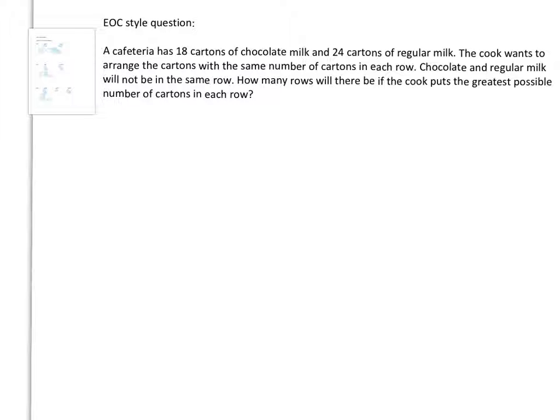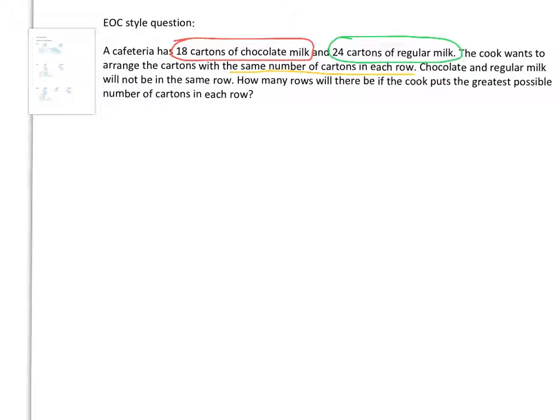It says a cafeteria has 18 cartons of milk. And so typically, as I read a word problem, I'm going to circle important things. So we have 18 cartons of chocolate milk. And then we also have 24 cartons of regular milk. The cook wants to arrange the cartons with the same number of cartons in each row. Well, that would be important right there. The same number of cartons in each row. Chocolate and regular milk will not be in the same row.